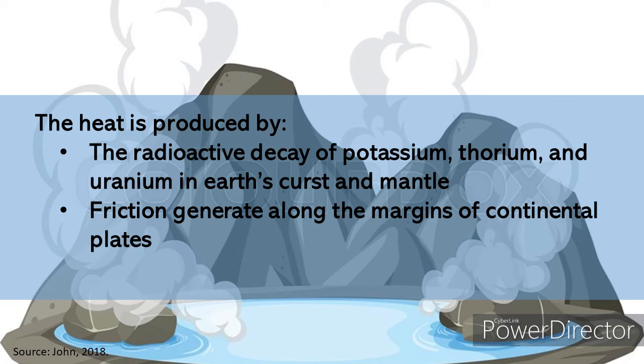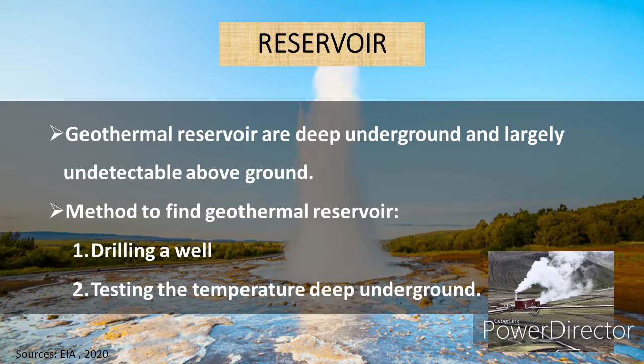The heat from geothermal energy is produced by the radioactive decay of potassium, thorium, and uranium in the Earth's crust and mantle, and by friction that is generated along the margins of continental plates.